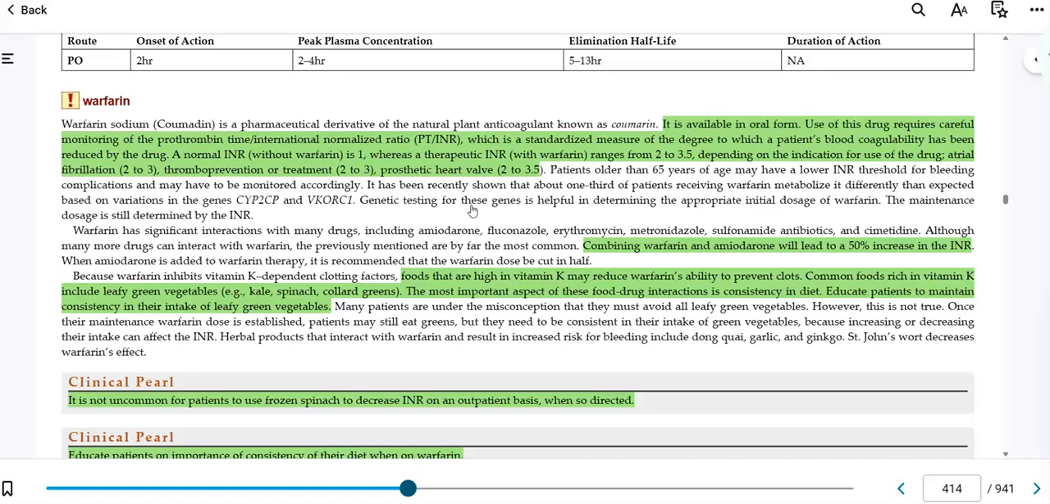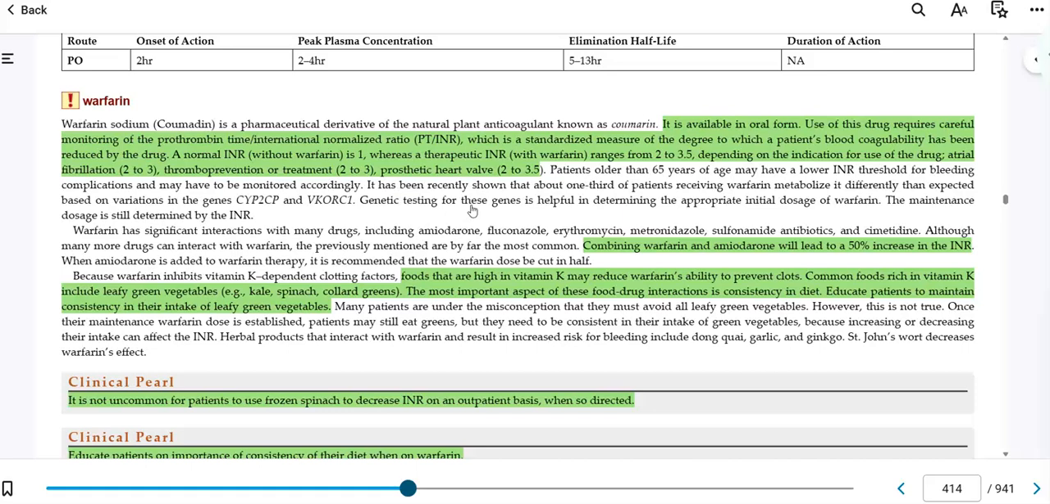It requires careful monitoring of the prothrombin time and the international normalized ratio, which is an INR. On the INR, that's that standardized measure that tells us the patient's blood coagulability. A normal INR without warfarin is about a 1. When it's therapeutic with warfarin, we want that patient to be about 2 to 3.5, depending on where they should be. If they have an artificial heart valve, that might be higher than that. It might go up just a little bit more, but usually we'll keep it between 2 and 3.5.